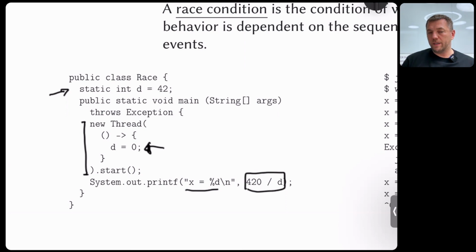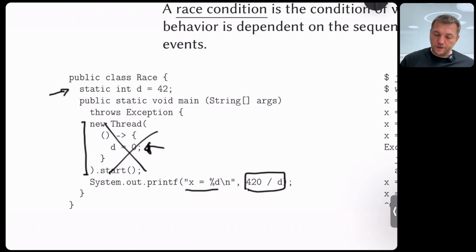420, I divide by 2. If I remove this from the code, then everything will be just fine. Every time I run my program, it will just start, divide this, and print x equal to 10, right? That's going to be the output.